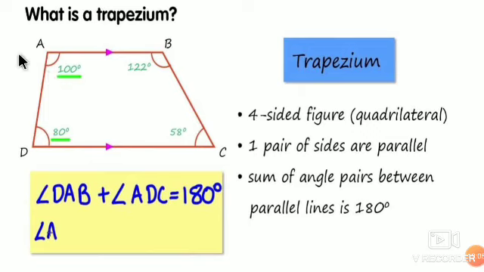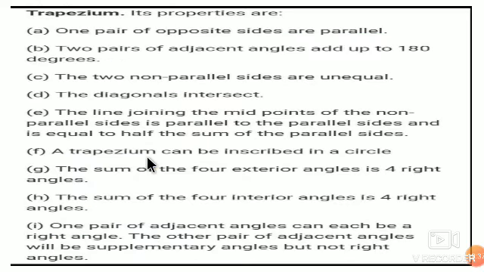A plus D is 180 degrees, B and C is 180 degrees. These two interior angles are adjacent and supplementary, means their sum is 180 degrees. But remember, this A and B is not supplementary. So the angles which are formed between the parallel lines, these two pairs only of the adjacent angles are supplementary. These are the properties of the trapezium.